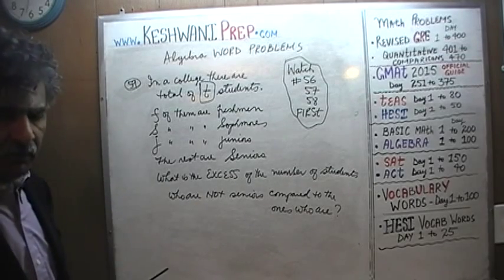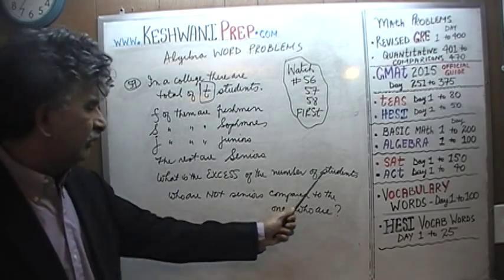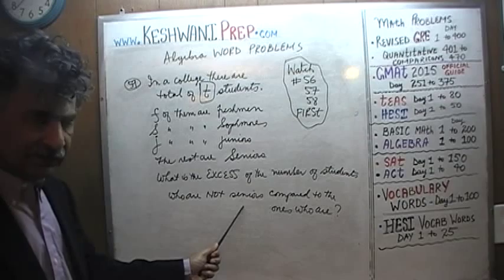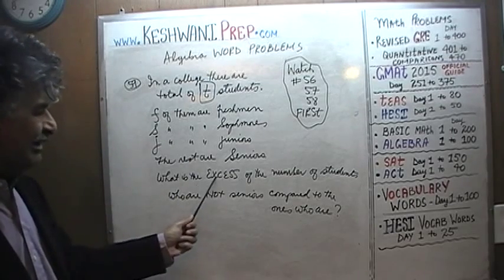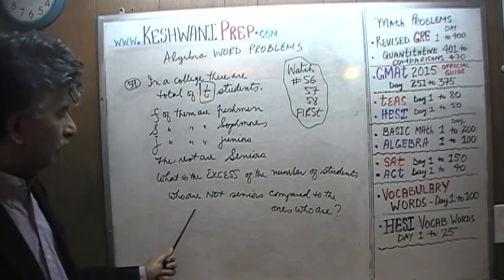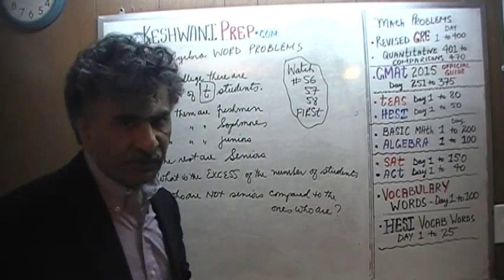The question is very simple, very straightforward. The question simply is, what is the excess of the number of students who are not seniors compared to the ones who are? One more time. What is the excess of the number of students who are not seniors compared to the ones who are? This is how the problem will be phrased in the exam.